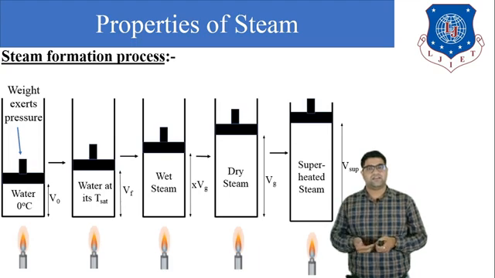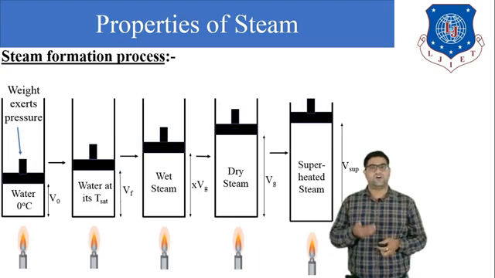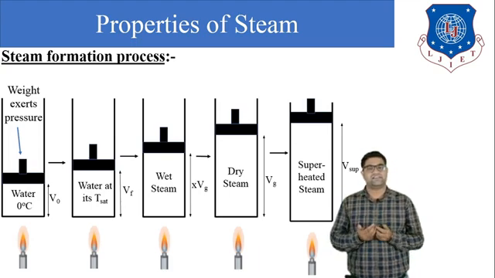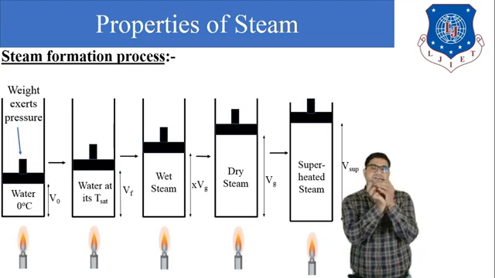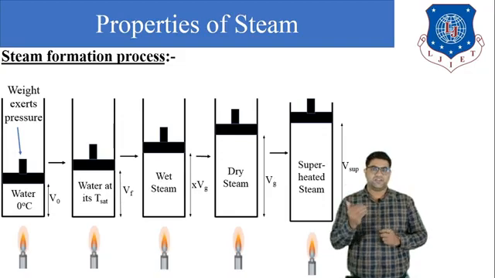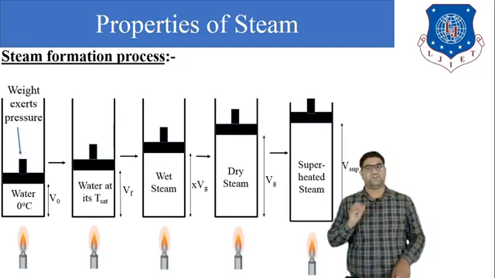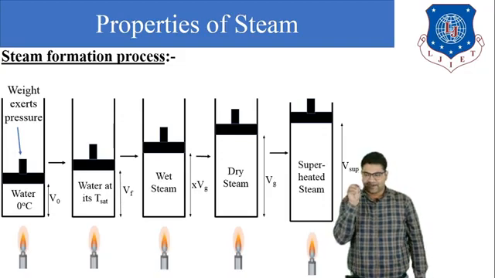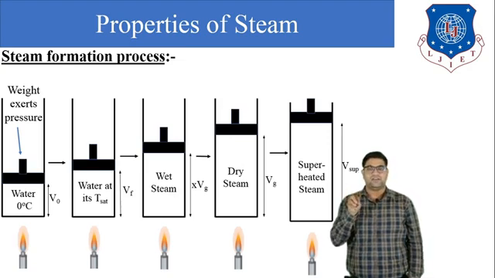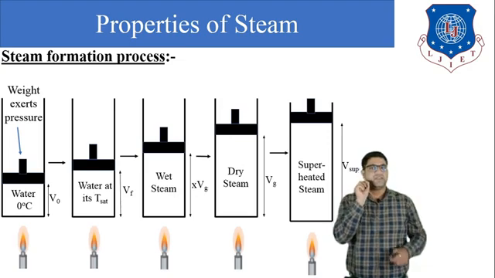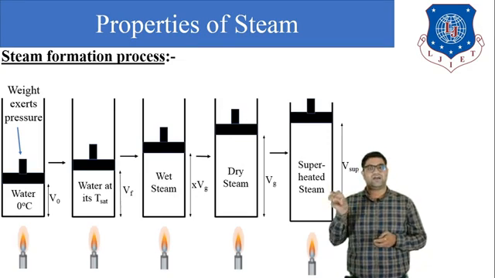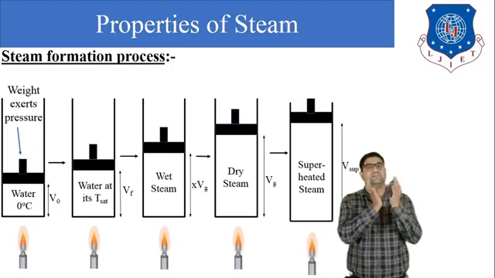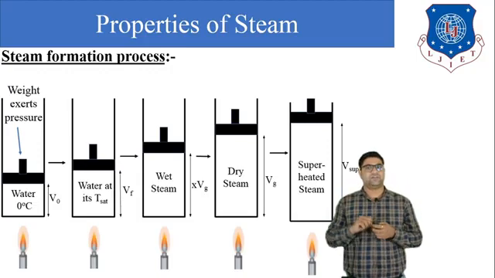Okay, so when the temperature of water reaches 100 degrees Celsius, the water gradually starts converting into steam. If there is 1 kilogram of water, then at 100 degrees Celsius the molecules of water will gradually convert into steam. But we cannot say the 1 kilogram of water will convert 100% into steam at that particular time.